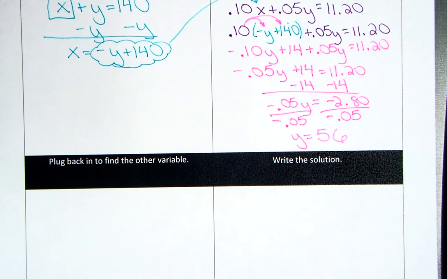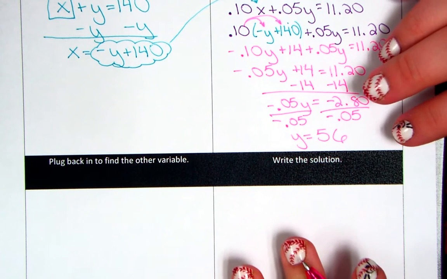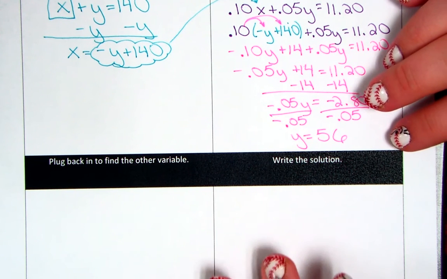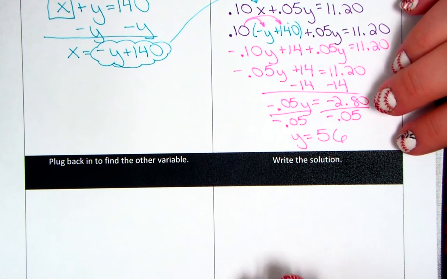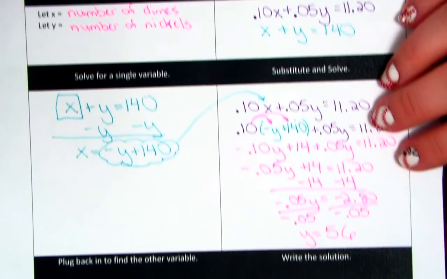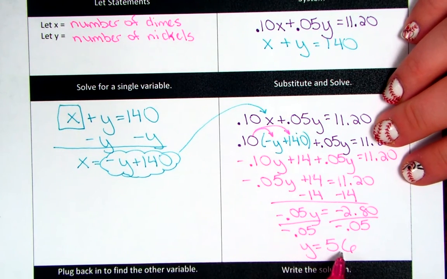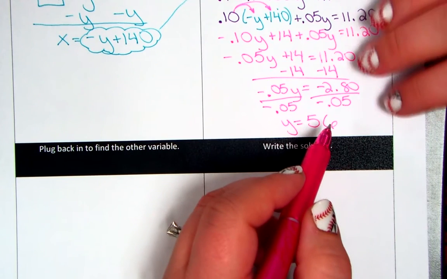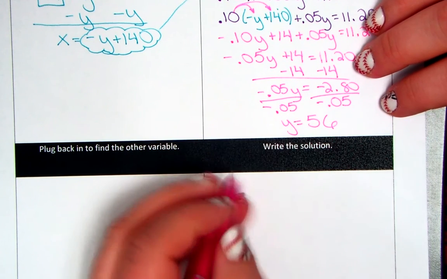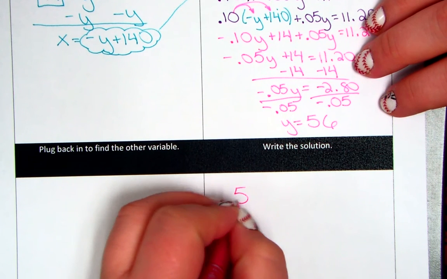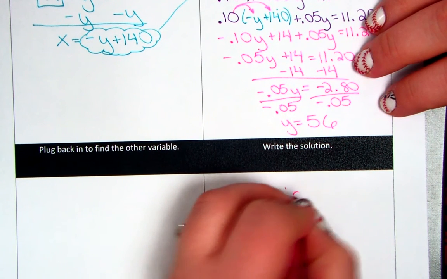That means we're not writing our equation or our solution as a point because this is a real life scenario. We need to write what that means. Well, y indicates the number of nickels. So if y equals 56, that means we can already write into our solution that there are 56 nickels.